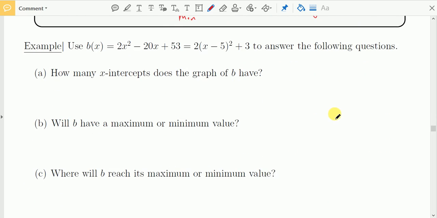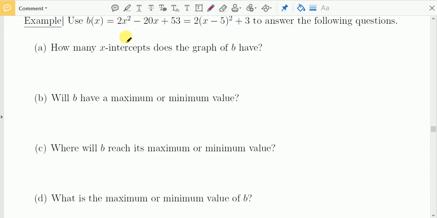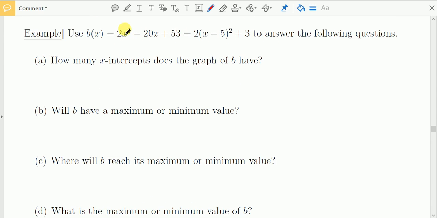Now let's try this example. So they give you the equation f of x equal to this. And then the best way is to rewrite it in the form of the standard equation. And don't forget that the standard form has f of x equals a(x minus h) squared plus k, and we have exactly the same form here. 2 is a, 5 is h, and 3 is k.